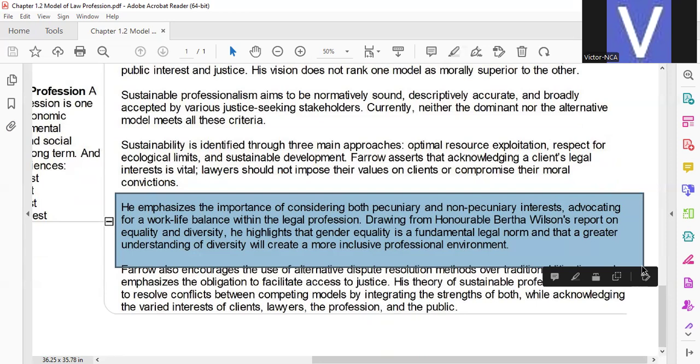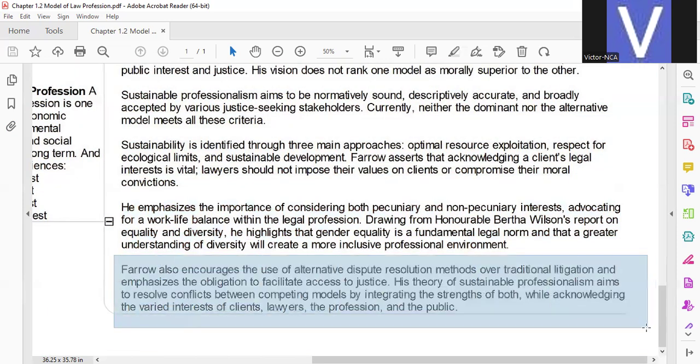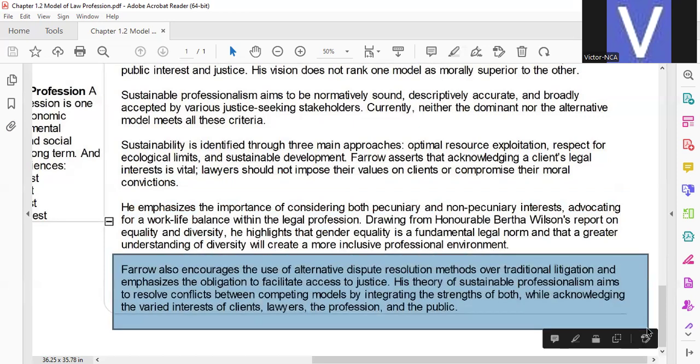And drawing from Honorable Bertha Wilson's report on equality and diversity, he highlights that gender equality is a fundamental legal norm and that a greater understanding of diversity will also create a more inclusive professional environment. Lastly, he summarizes that it encourages the use of alternative dispute resolution methods over traditional litigation and emphasizes the obligation to facilitate access to justice.